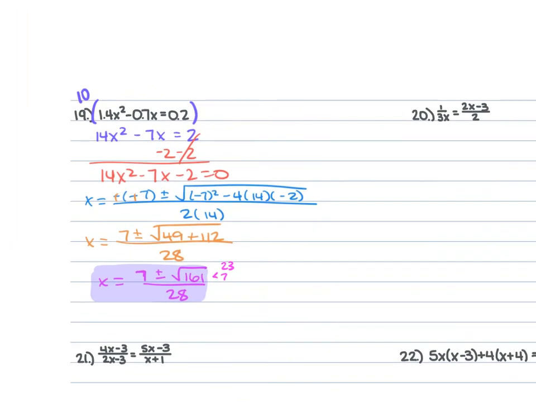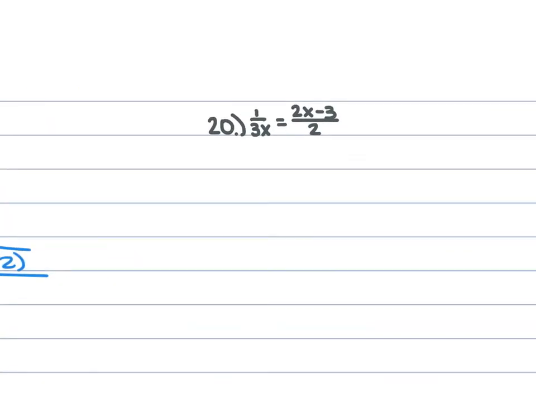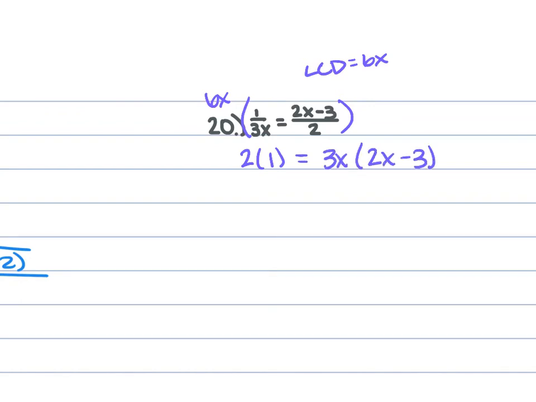For 20, we have 1 over 3x is equal to 2x minus 3 over 2. So our least common denominator here is 6x. So we're going to multiply the entire thing by 6x. So I'm going to have 2 times 1 is equal to 3x times 2x minus 3. The 2 times 1 is 2. The 3x times 2x is 6x squared. And 3x times negative 3 is negative 9x.